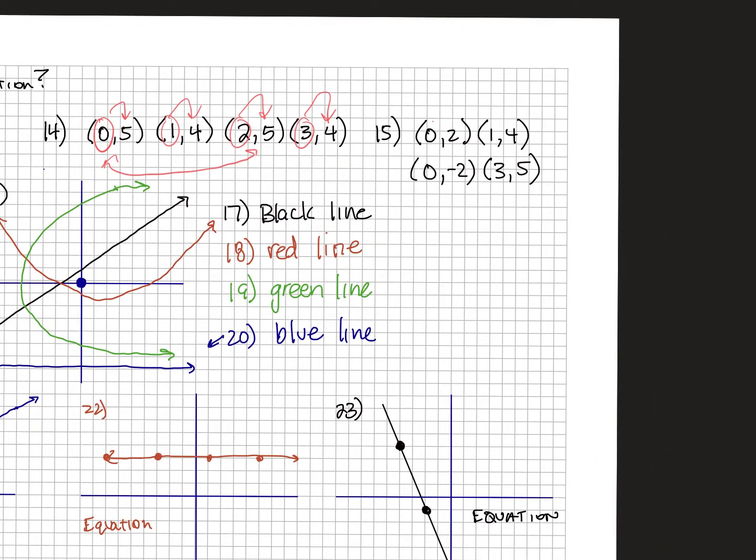For 15, I've got a problem. If I hit 0, Mario's going to do 2. If I hit 0, Mario's going to do option negative 2. As a game player, I'm like, hey, if I hit the 0 button, I want to know what he's going to do. I don't want to be guessing if he's going to be doing negative 2 or positive 2. So this is not a function.